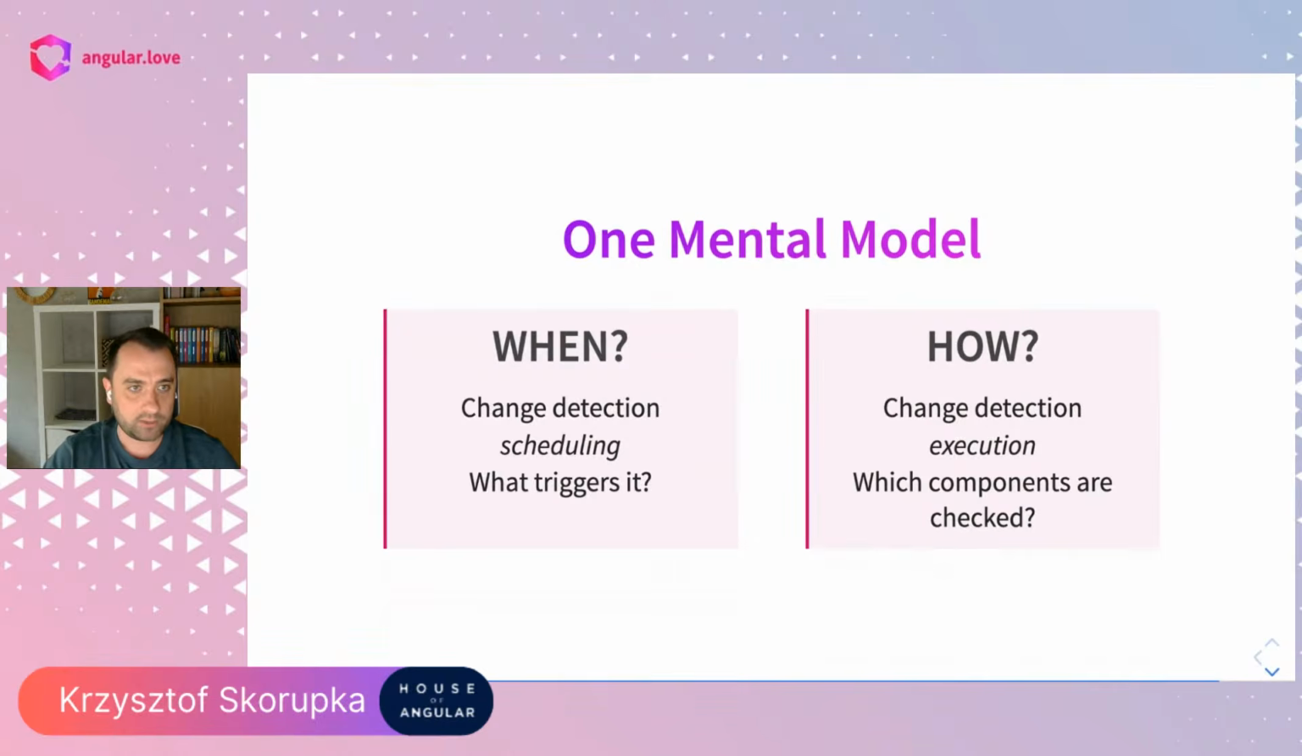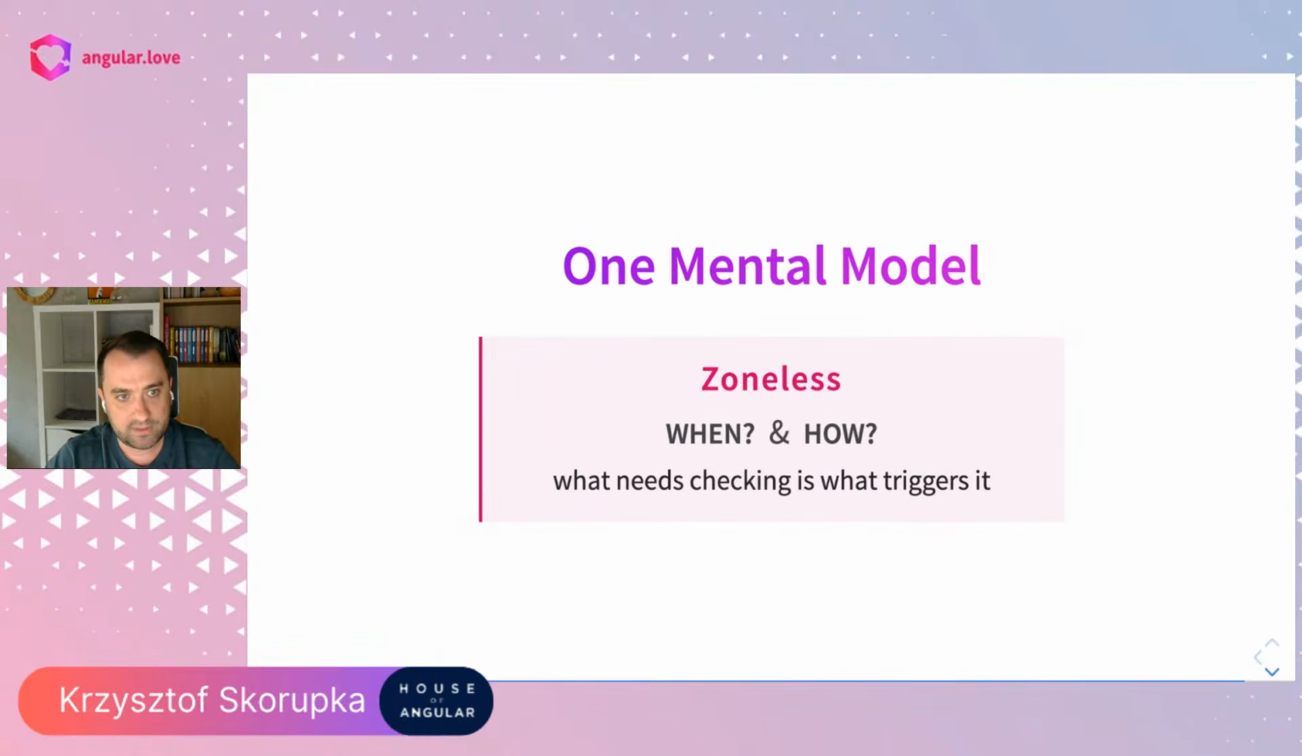So getting back to our mental model, which I mentioned, right? There was when and there was how, right? So first was regarding the change detection scheduling. So what triggers it? And there was how. So how it is executed, which nodes are changed. So with Zoneless, it is also really simplified. From now on, I would say you can just have one mental model that works for both, right? Because what really needs checking is what triggers it.